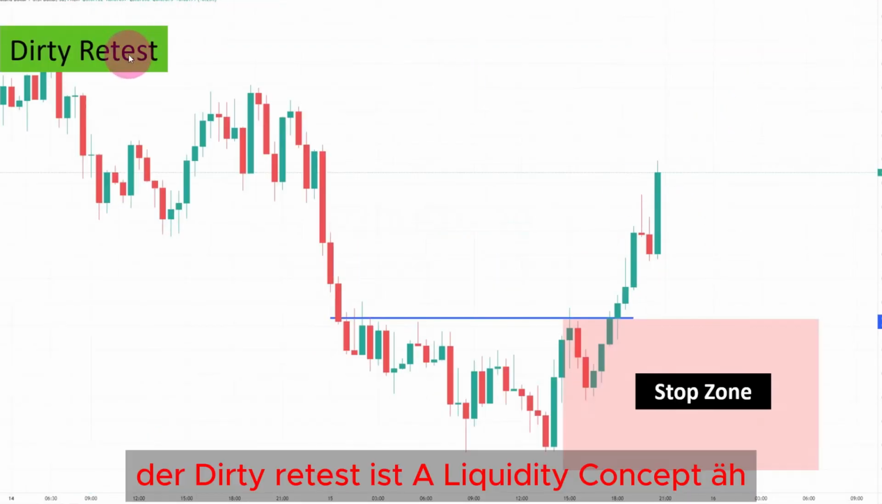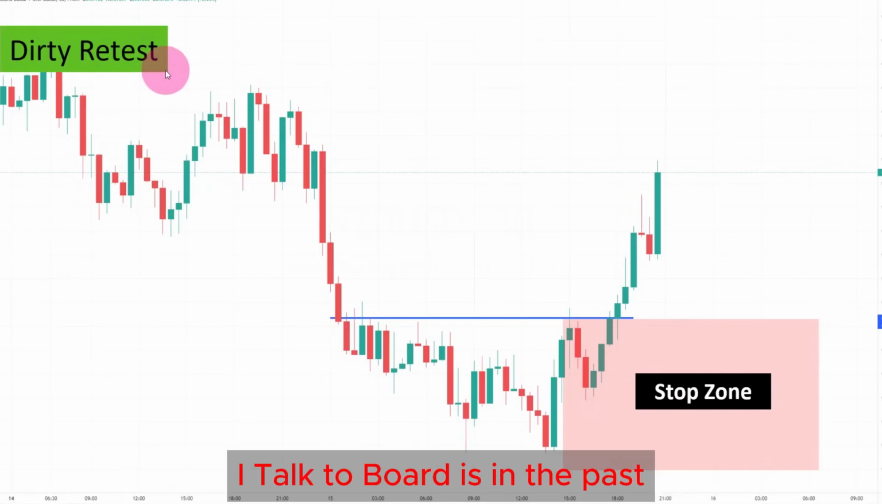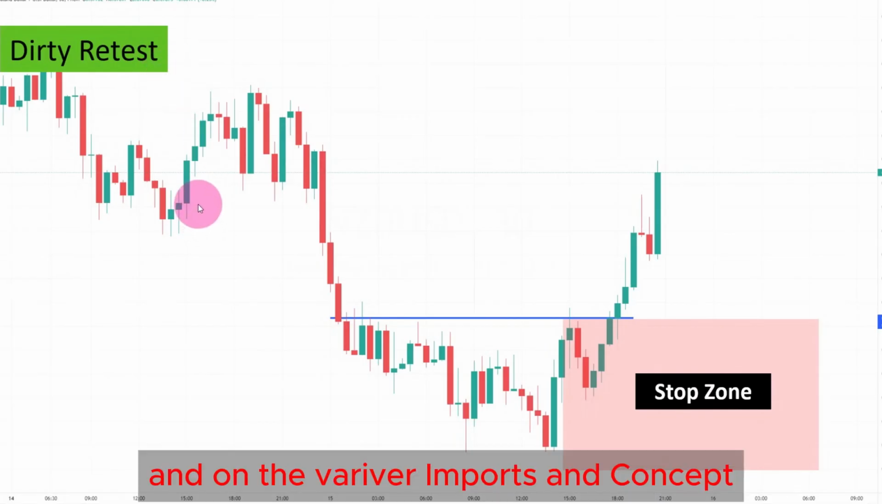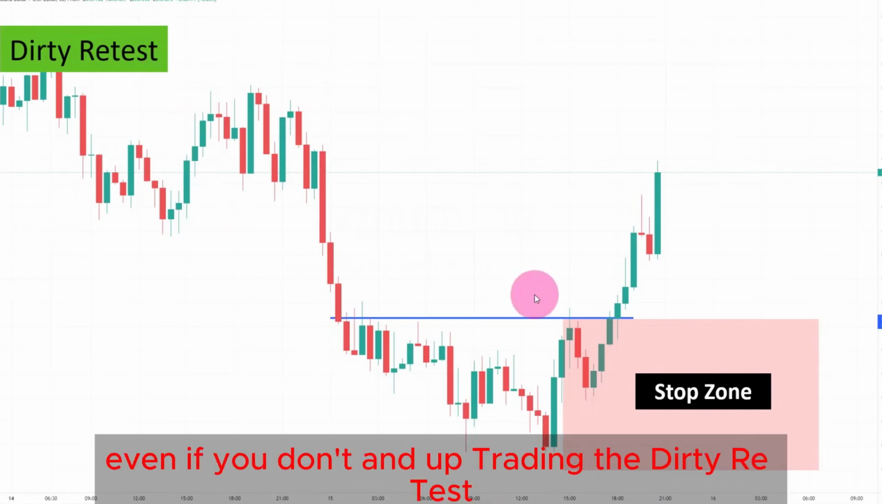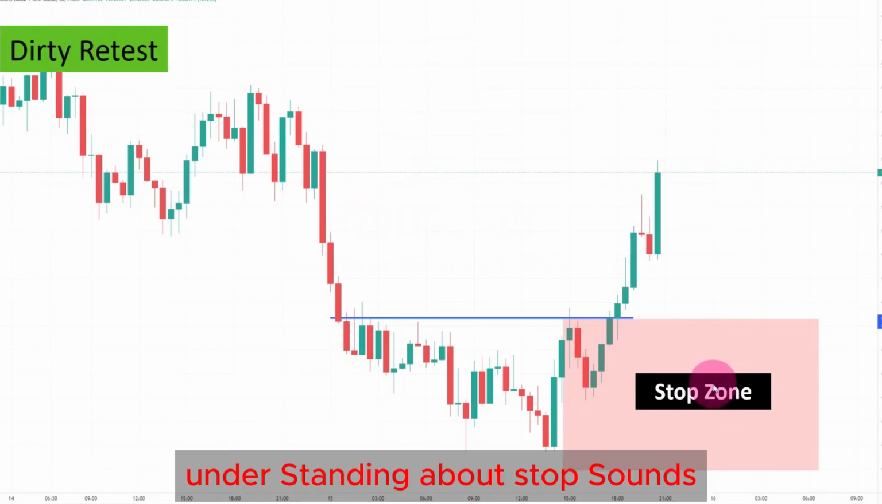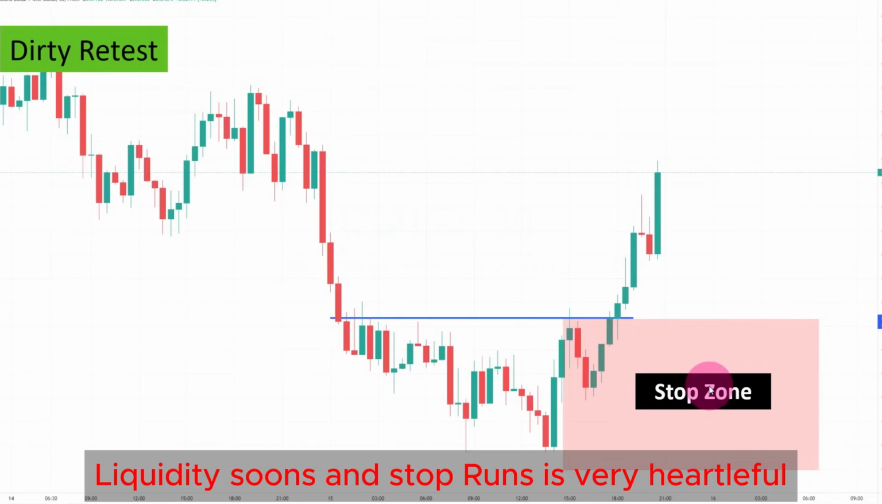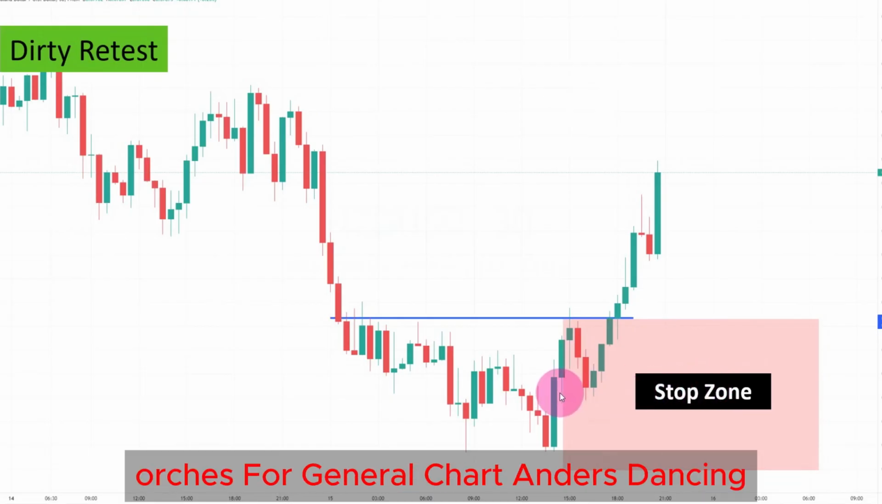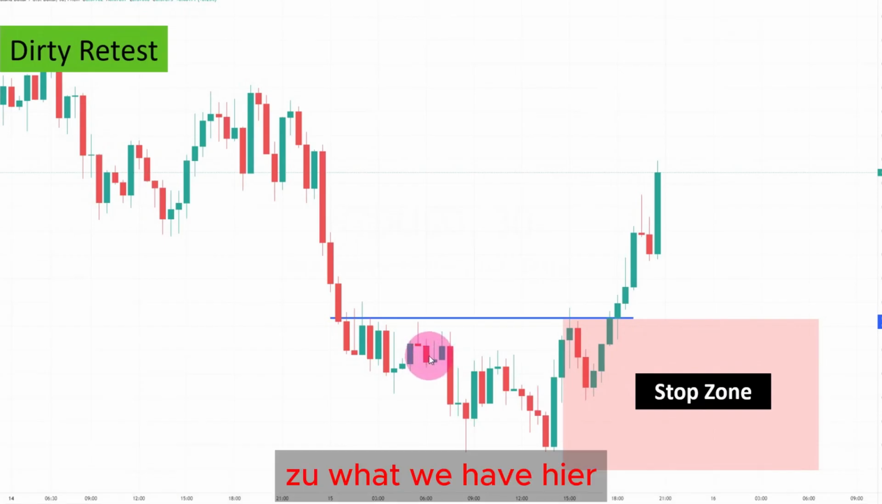The dirty retest is a liquidity concept. I talked about this in the past, and it's a very, very important concept, even if you don't end up trading the dirty retest. Understanding stop zones, liquidity zones, and stop runs is very helpful for your stop placement or just for general chart understanding. So what do we have here?